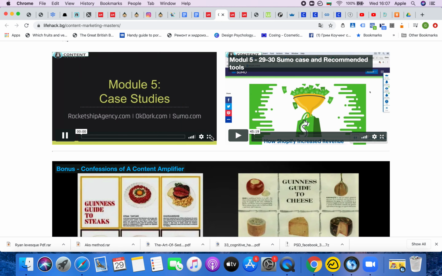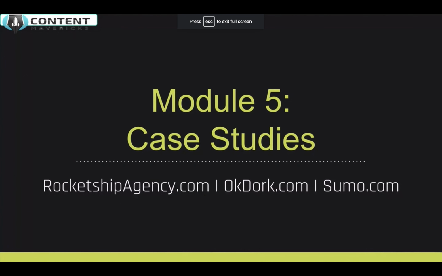In Module 5, I'm going to show you 3 pieces of content I produced and promoted for 3 different websites. First, I'm going to go over an example from my own agency. Second, I'm going to show you what I did for Noah Kagan on okdog.com. And third, I'm going to show you a video I recorded while promoting a piece of content for sumo.com so you can see what I do in real time.